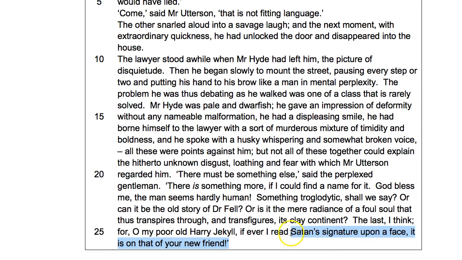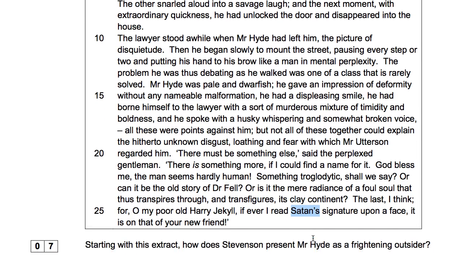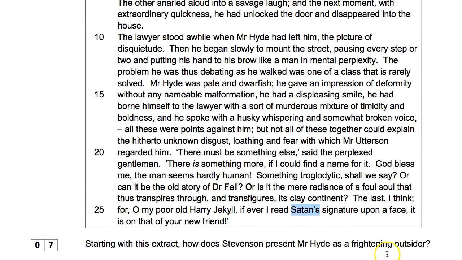And the irony of this, of course, is that anything that is satanic, this novella is saying is actually inside us. So if we take that idea of Hyde as the outsider again, we can now view that ironically, because Hyde, in my final analysis, is actually the insider. He is inside everybody. It's not Satan that makes us evil. It is our own evil natures.